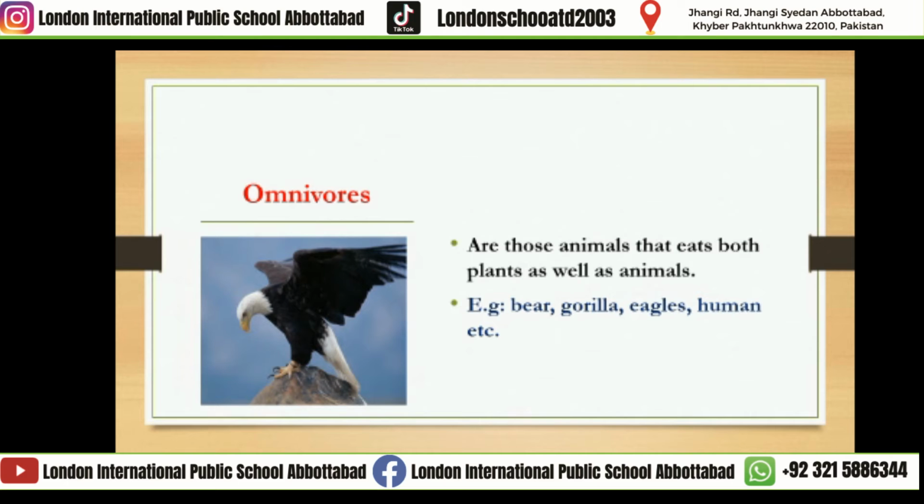Next one is omnivores. So what are omnivores? Omnivores are those animals that eat both plants as well as animals, like human beings. So we eat both vegetables as well as meat. We eat meat as well as vegetables. So we are omnivores. So other than human, bear, gorillas, eagles are also omnivores.